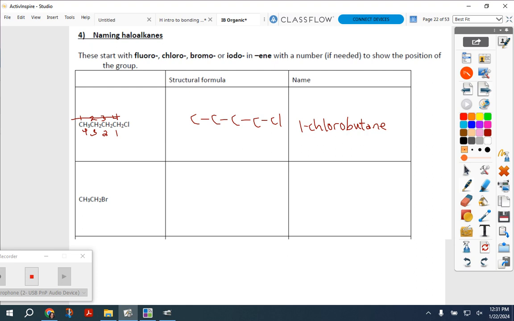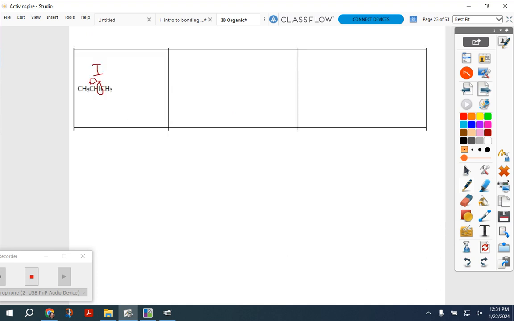as opposed to having the chlorine coming off here, which would be 2-chlorobutane. So it's the same approach that you're taking to the methyl groups and ethyl groups, et cetera. It's just you're doing a single halogen that's taking the place of the hydrogen instead of a whole longer group.